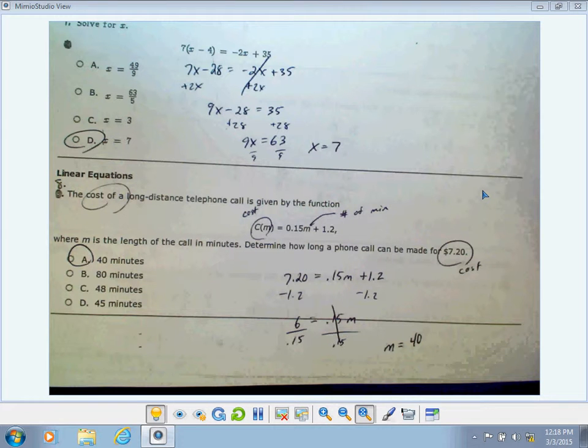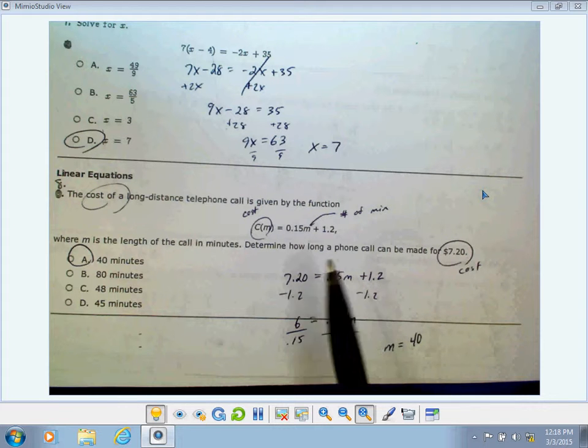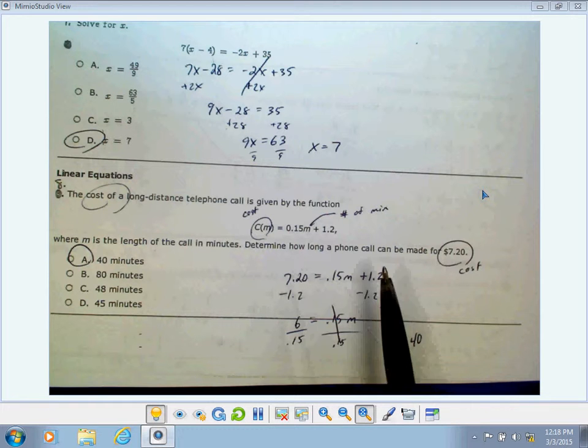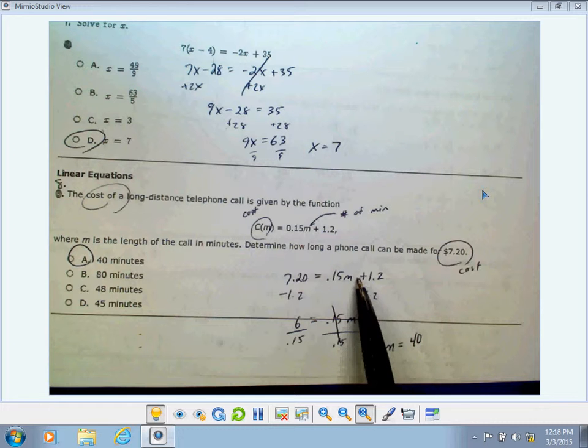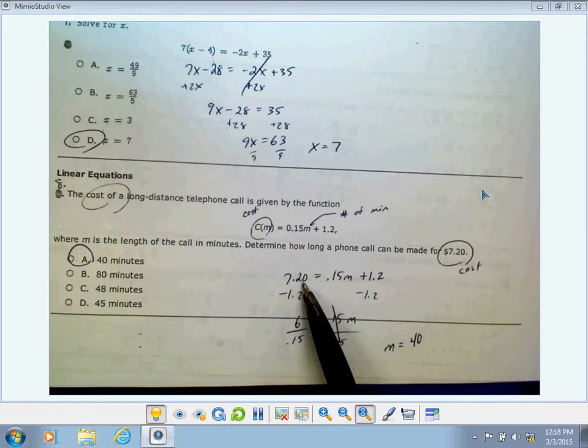The key understanding in this problem was that they wanted you to recognize that the $7.20 doesn't go in for m, it goes in for where the C would be, the total cost on the outside. M is the number of minutes, so why would I stick $7.20 for the number of minutes? I want to stick $7.20 where the cost of the phone call is.